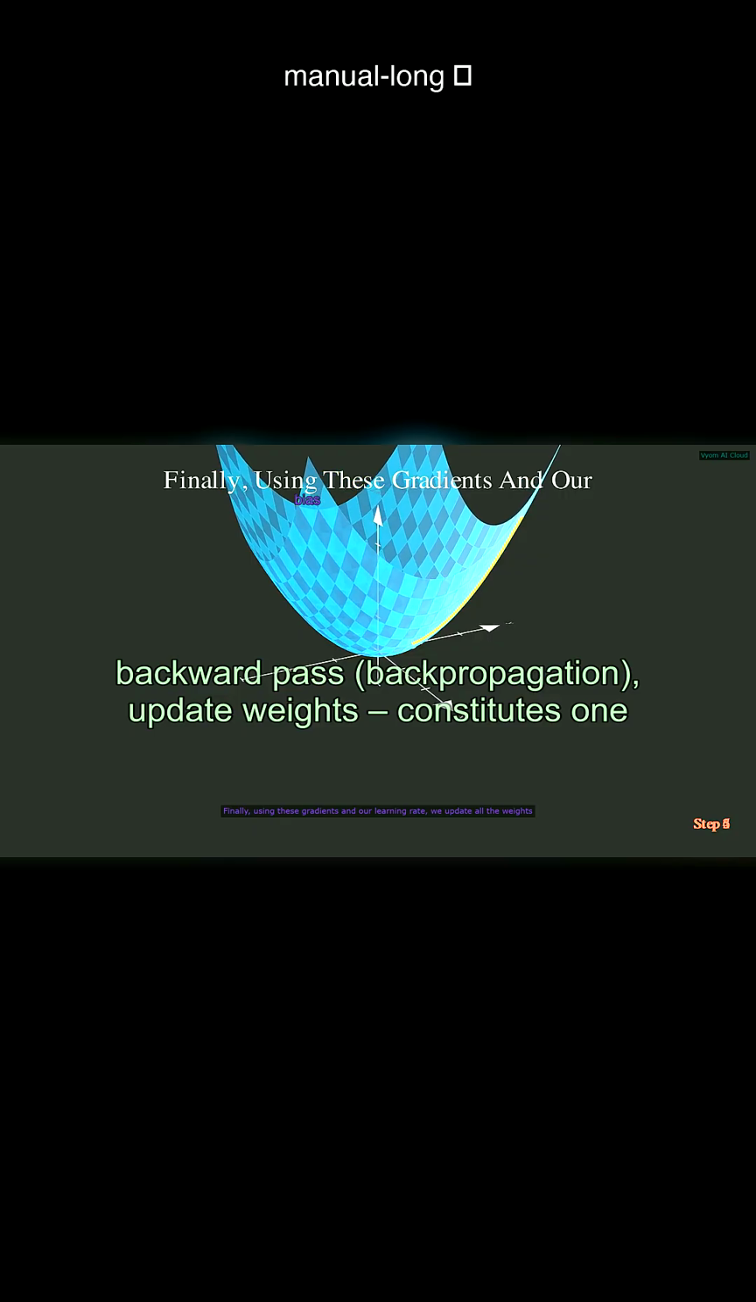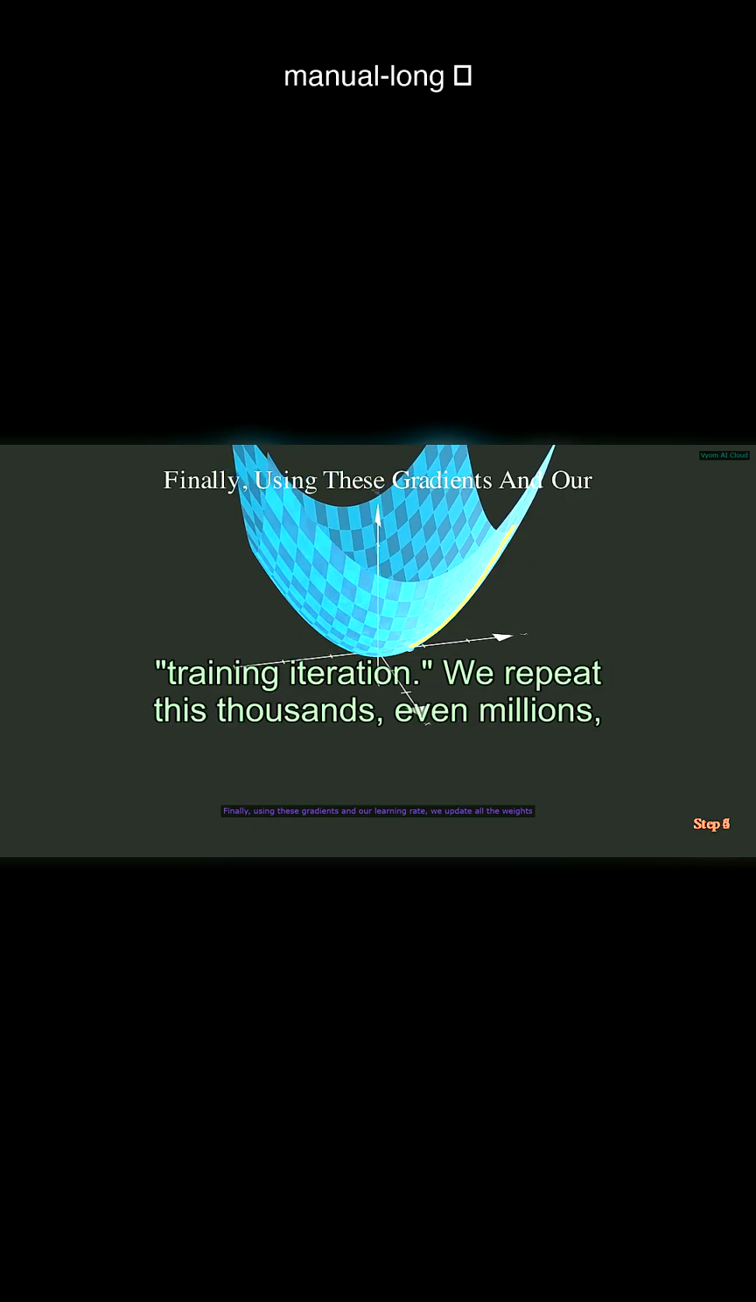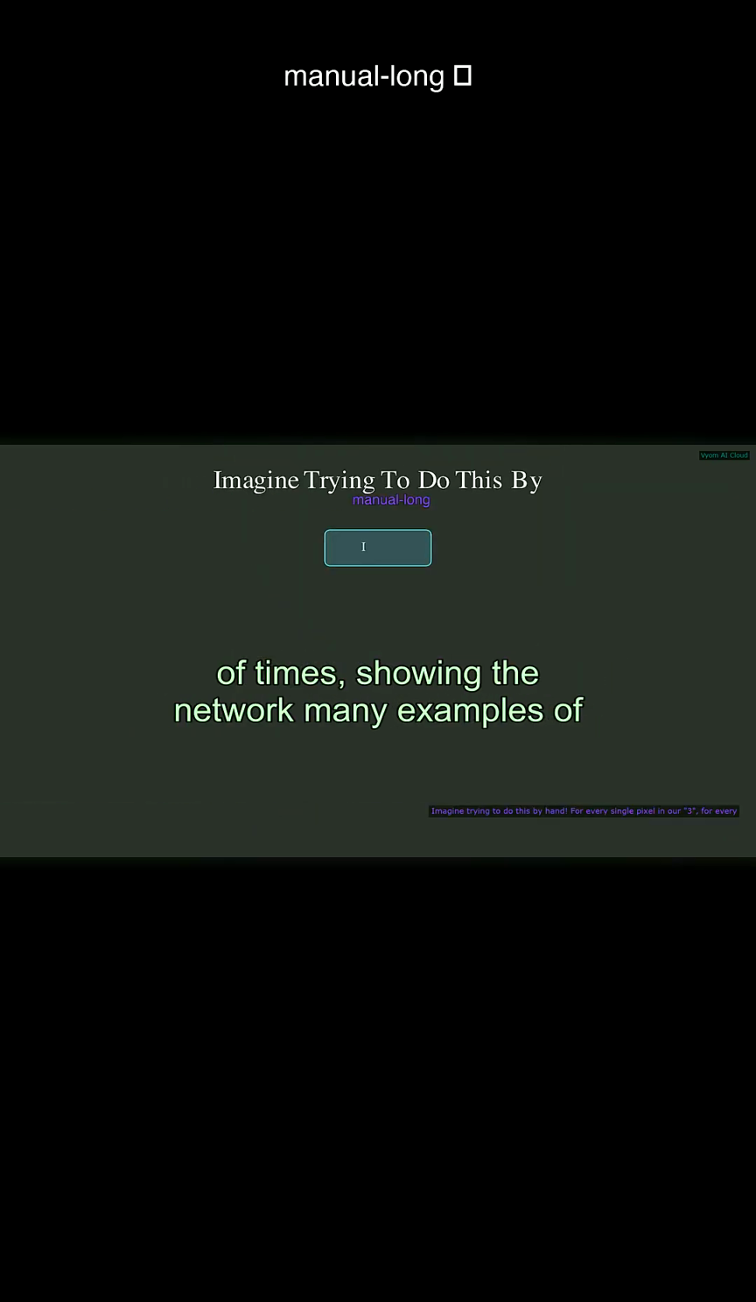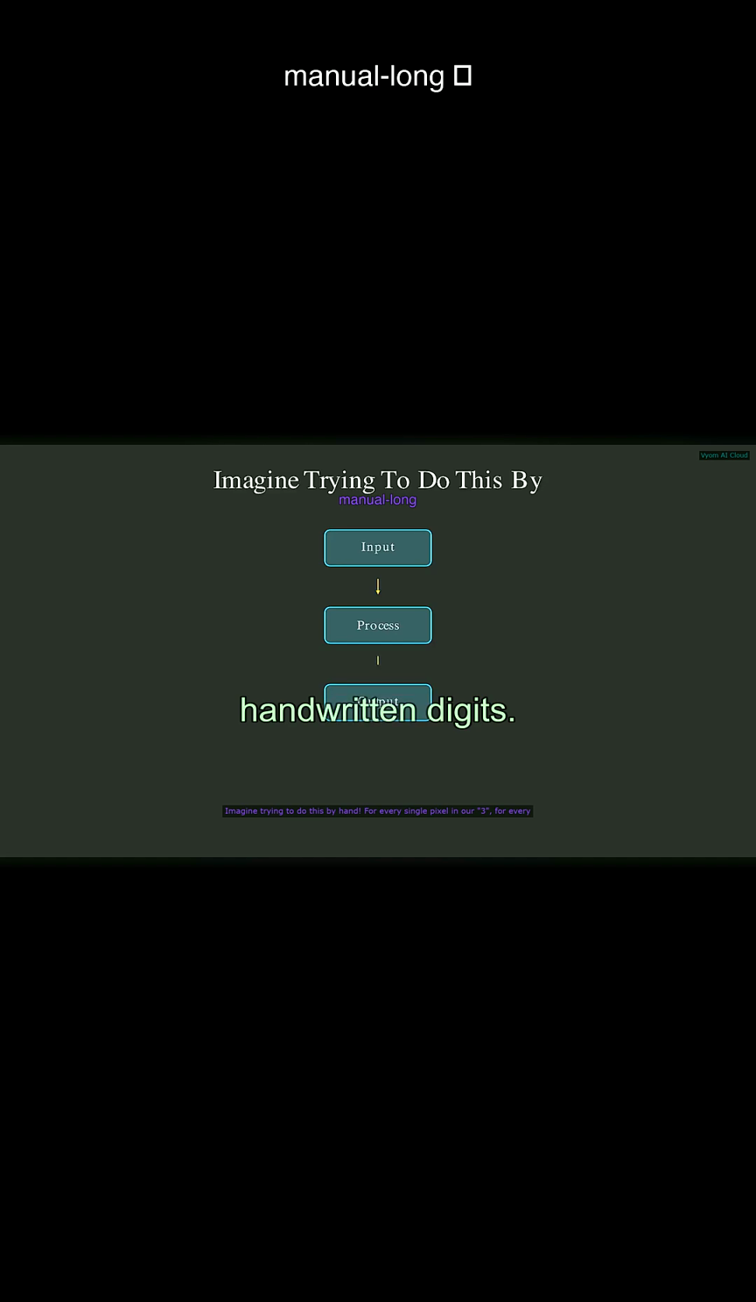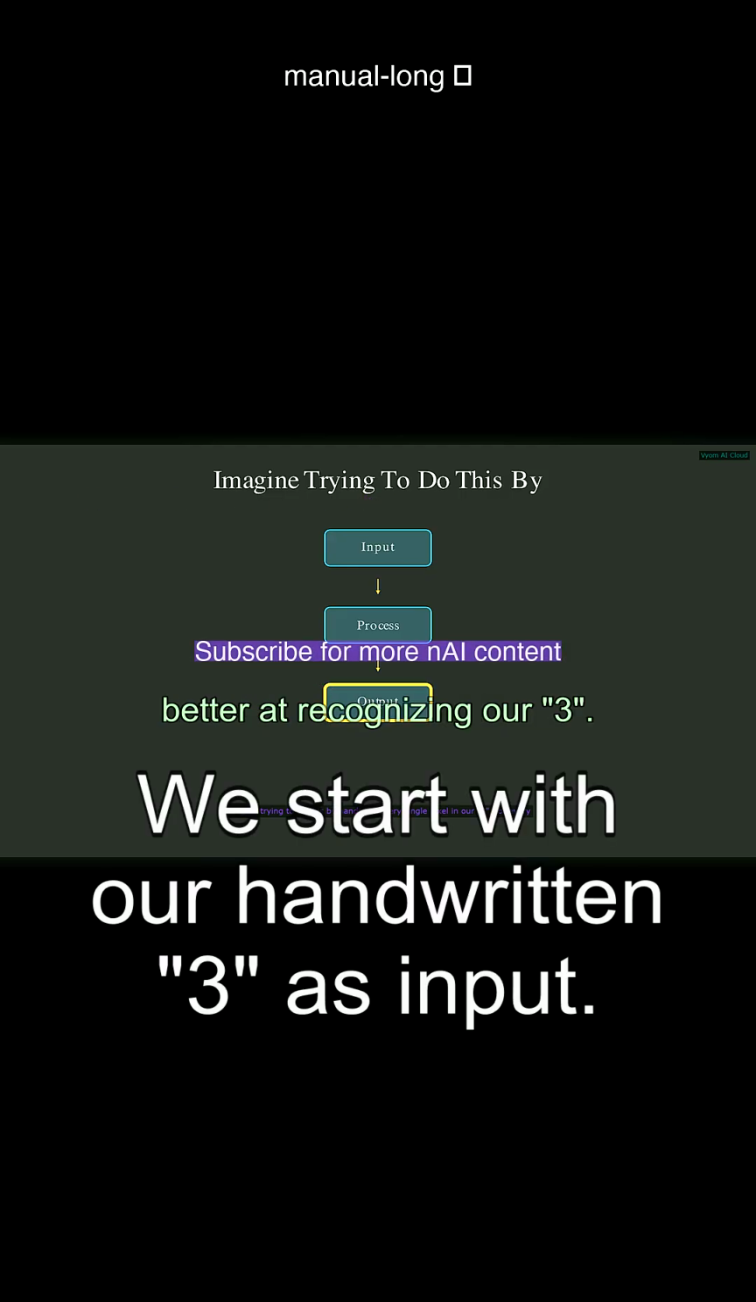This entire process, forward pass, calculate error, backward pass, backpropagation, update weights, constitutes one training iteration. We repeat this thousands, even millions, of times, showing the network many examples of handwritten digits. With each iteration, the weights and biases are subtly adjusted, and the network gets better and better at recognizing R3.